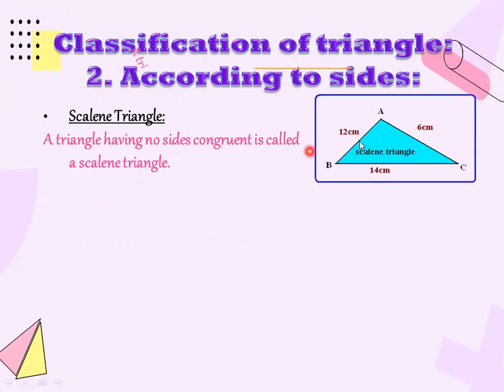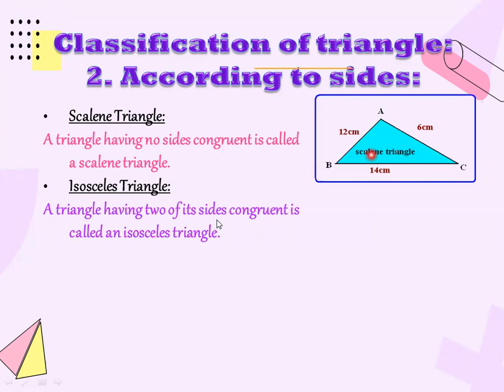Now let's consider this one. This is a scalene triangle. Why is it a scalene triangle? Because the measurement of this side is 12 centimeter, the measurement of side BC is equal to 14 centimeter, and the measurement of side AC is equal to 6 centimeter. So as you can see here, all the sides are of different measurement. So you will say that this is a scalene triangle.